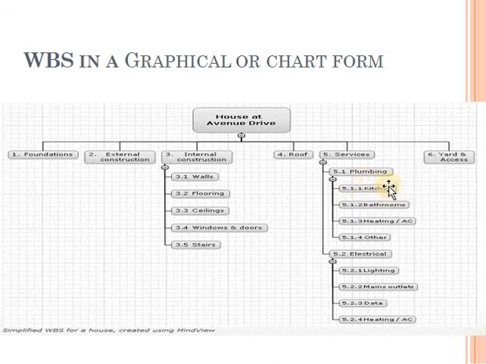So here we have plumbing of the kitchen, of the bathroom, heating, and other. Under electrical, you see this is 5.2. This is a second level, and this is a third level, 5.2.1. We have the lighting, mains, and so on. So this is how we create the WBS related to a house.